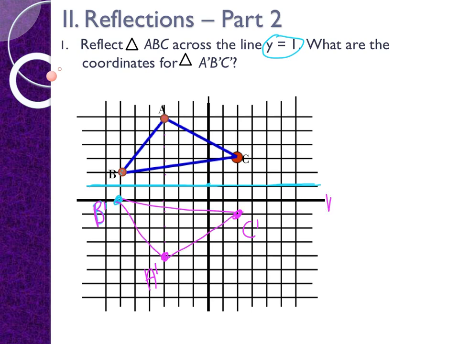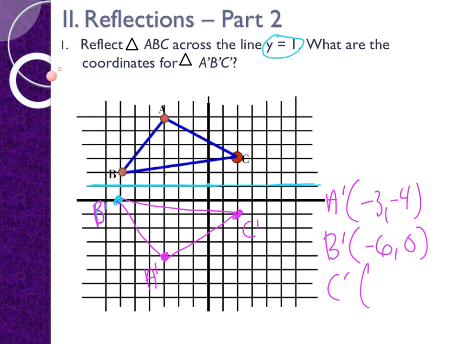So A prime is -3, -4. B prime is -6, 0. And C prime is 2, -1.